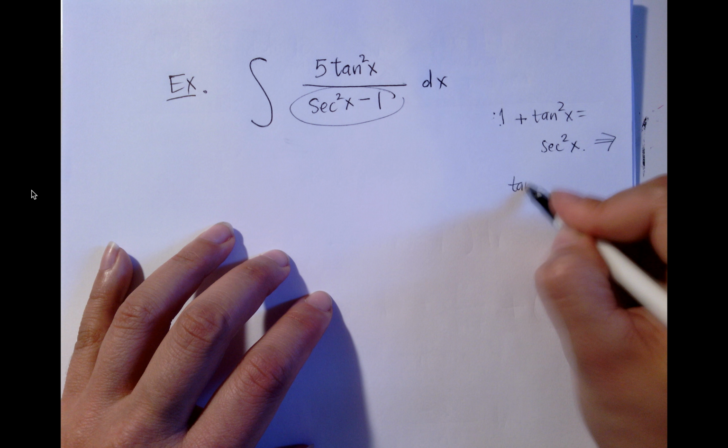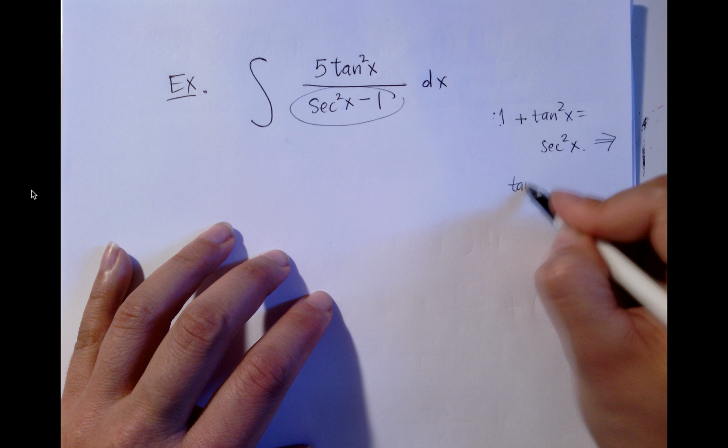as 5 tangent squared x over tangent squared x dx. And then this becomes just the integral of 5 dx. So what is the antiderivative of 5? We have 5x, but we need to add our constant c. Okay, so it's important to know your trig identities, especially when you're going into Calc 2 or Math 110b.